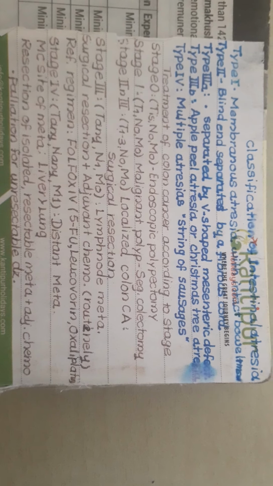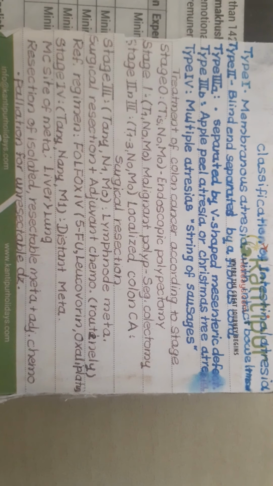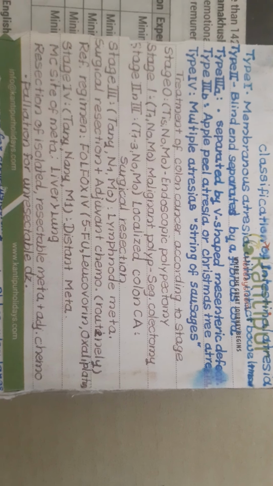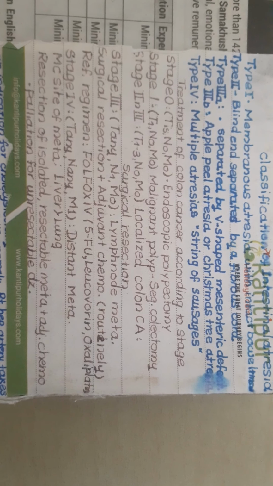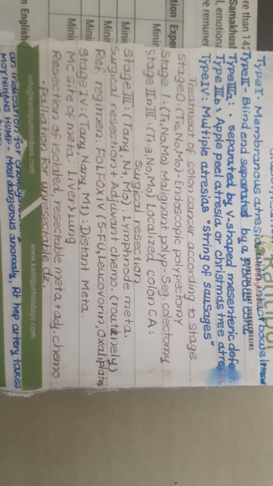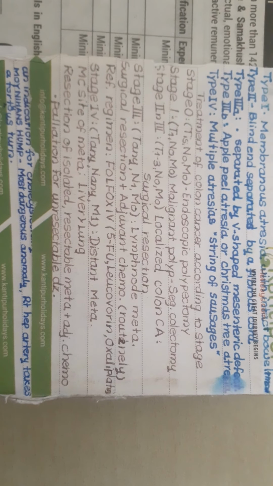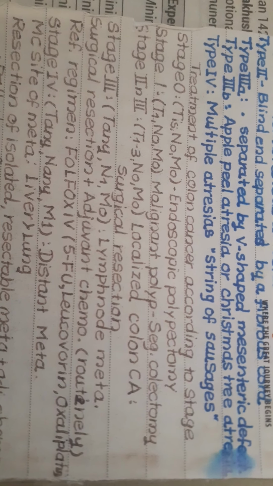Classification of intestinal atresia. Type 1: membranous atresia with intact bowel. Type 2: blind ends separated by a fibrous cord. Type 3: separated by a V-shaped mesenteric defect. Type 3b: apple peel atresia or Christmas tree atresia. Type 4: multiple atresias, string of sausages.